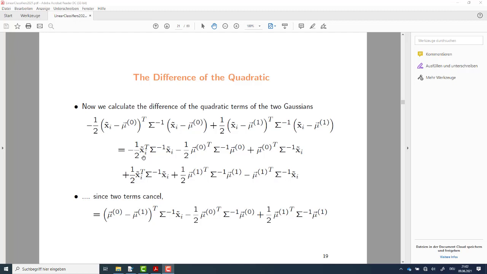And then these two guys here, they cancel out. And we can write the result as a difference of the mu vectors, transposed, inverse of the covariance matrix, times the x vector. So this is the only term which depends on x. And then a term which only depends on mu0, and a term which only depends on mu1. And so this already looks like a linear expression. There's some offset here, then w0, and here we get a linear term.